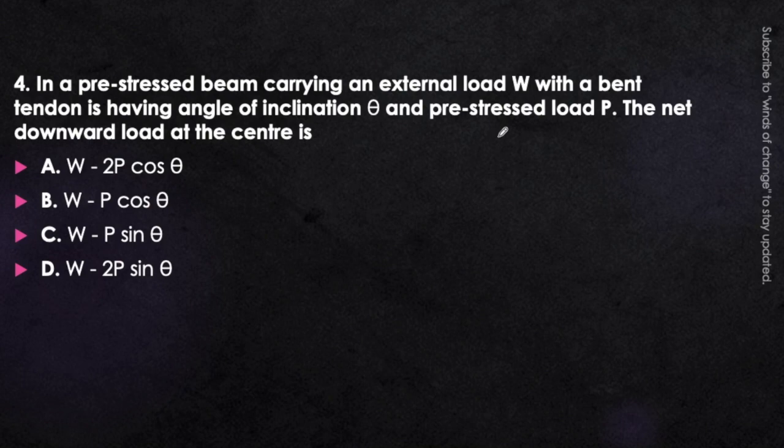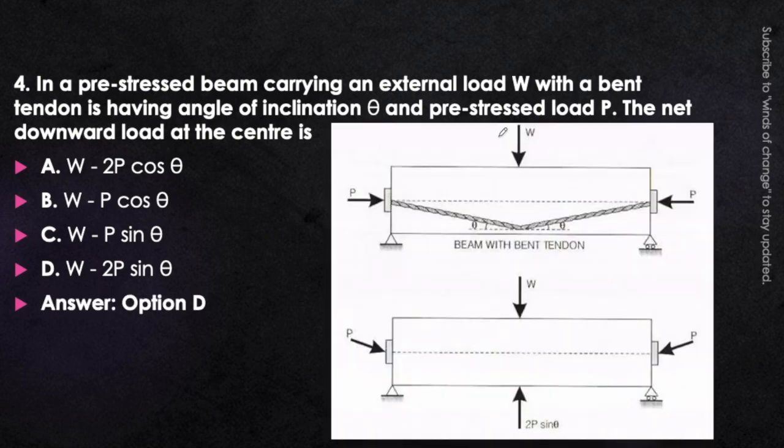So what will be the net downward load? It will be option D, that is W minus 2P sin theta. You can watch it here from this diagram. P is the pre-stress load on the tendon, and W is the vertical load that will be acting here. And you can see that the force acting from downward to upward is 2P sin theta. So the net external load that will be acting on it will be W minus 2P sin theta. Okay, got it.